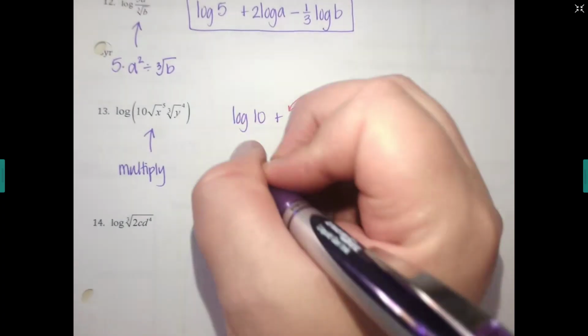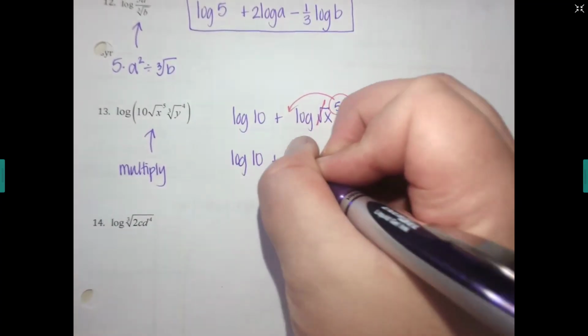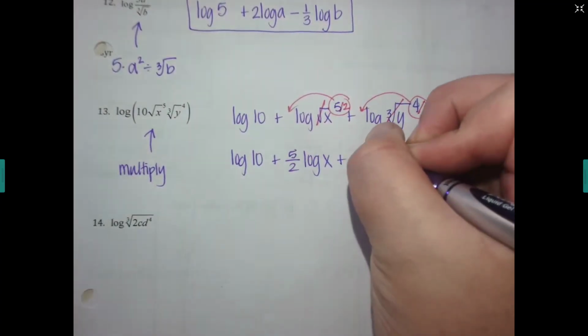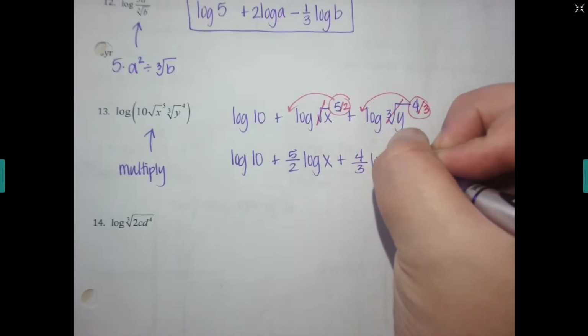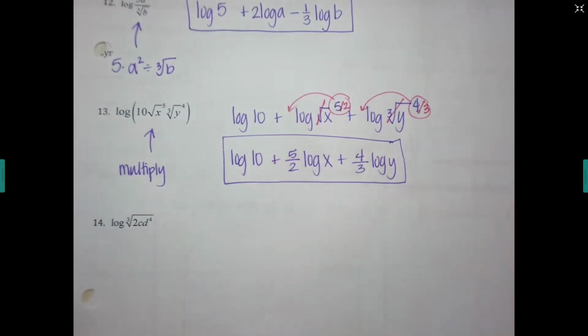So you'd have log 10 plus 5 halves log x plus 4/3 log y. Good?